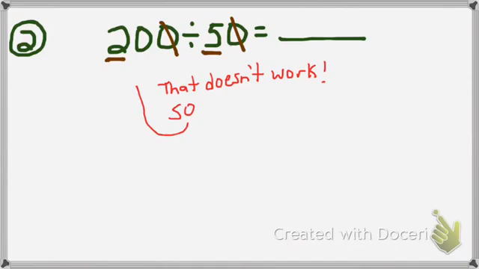So if that doesn't work, then what I need to do is extend my line and make it 20. Does 5 go evenly into 20? 5, 10, 15, 20. Yes, it does. 20 divided by 5 equals 4. So my answer to 200 divided by 50 is 4.